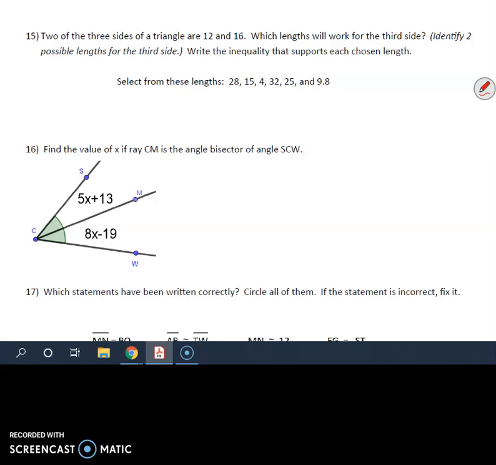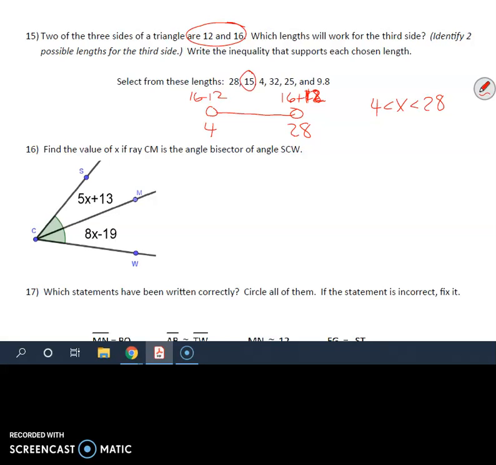So in problem number 15, I have 12 and 16, so that means my range is going to be 4. I subtract the two numbers, and the top of the range is going to be 28 when I add the two numbers. So that means the third side has to be between 4 and 28.